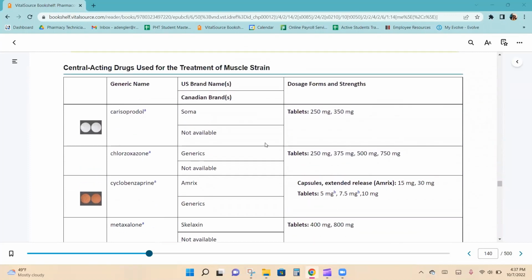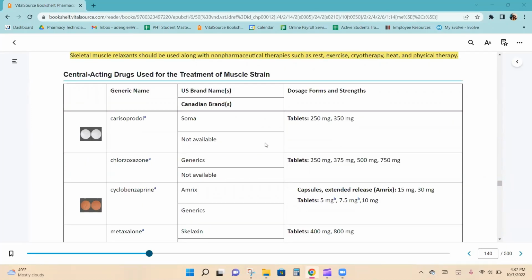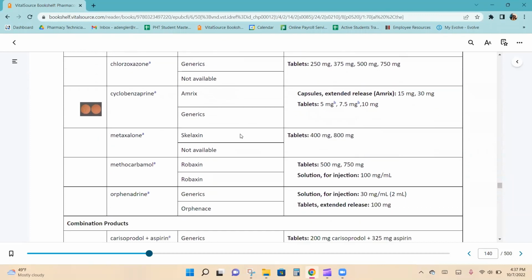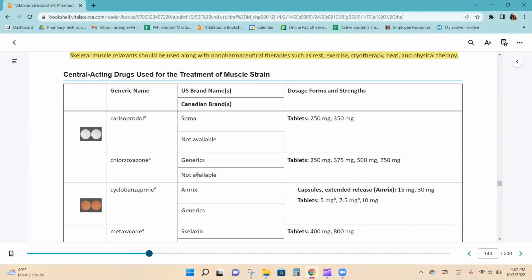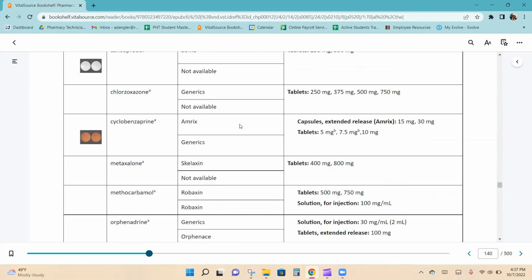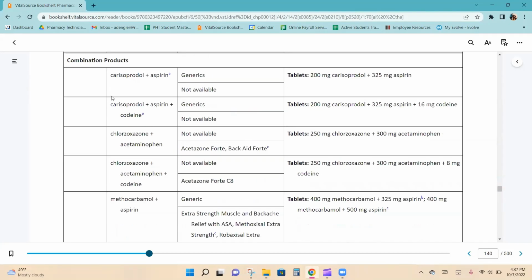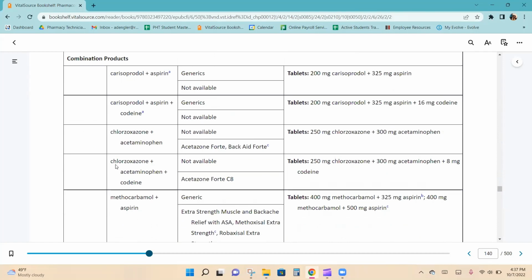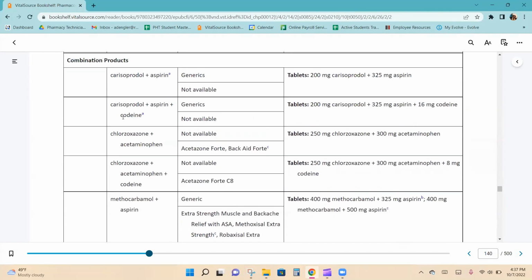So you can see actually a lot of these skeletal muscle relaxants are not available in Canada, which we don't really care about, but it's just kind of interesting. And we have all our dosage forms listed here. Then we have combination products, so like carisoprodol and aspirin, carisoprodol and aspirin and codeine, chlorzoxazone, acetaminophen and codeine.